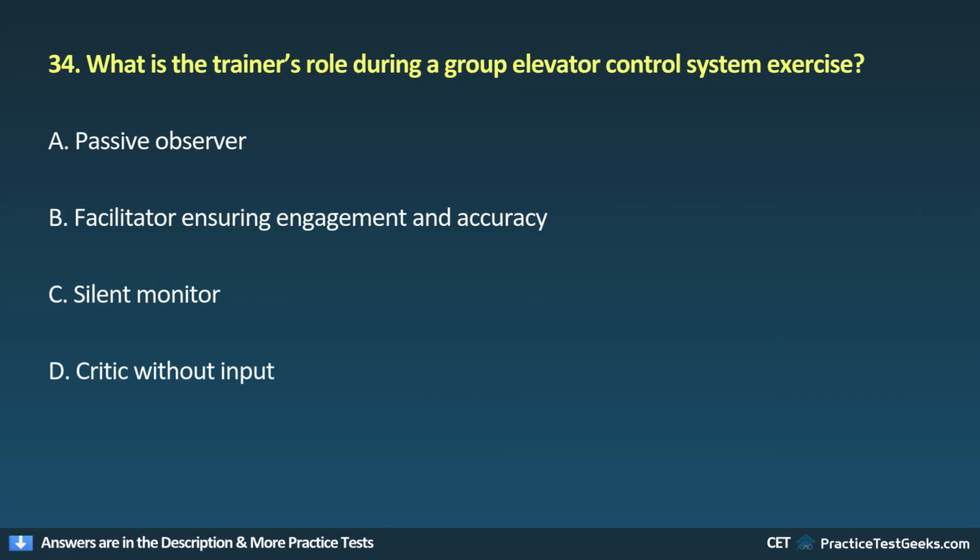34. What is the trainer's role during a group elevator control system exercise? A. Passive observer. B. Facilitator ensuring engagement and accuracy. C. Silent monitor. D. Critic without input.